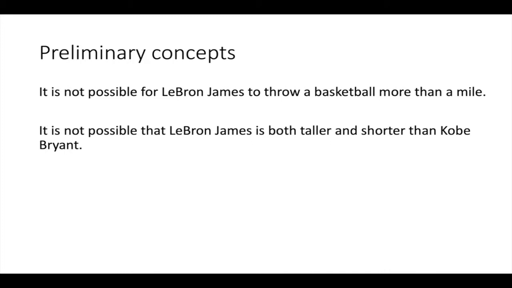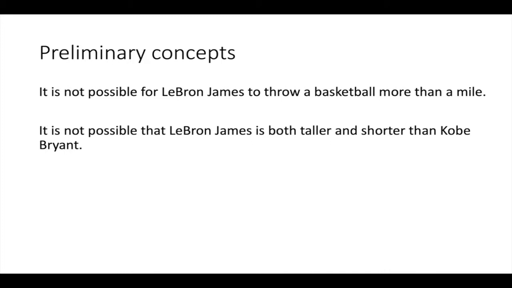But it wouldn't be contradictory for LeBron James to throw a basketball more than a mile. We can imagine another planet where the laws work differently, or there's less gravity, or something like that, where LeBron James can throw a basketball more than a mile. So there's nothing contradictory in that statement. It's just not possible given the laws of nature that we have at play here on Earth.